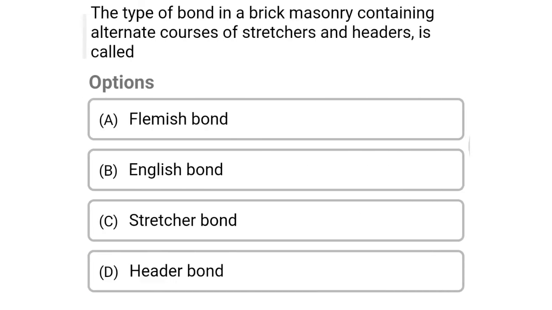So next question, the type of bond in brick masonry containing alternate courses of stretchers and headers is called option A Flemish bond, option B English bond, option C stretcher bond, option D header bond. So the correct answer is option B English bond.